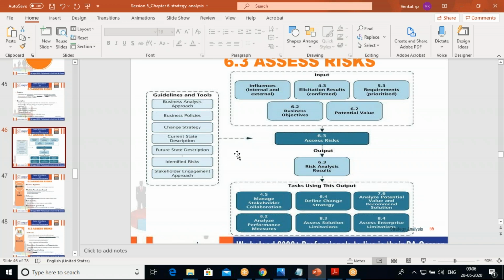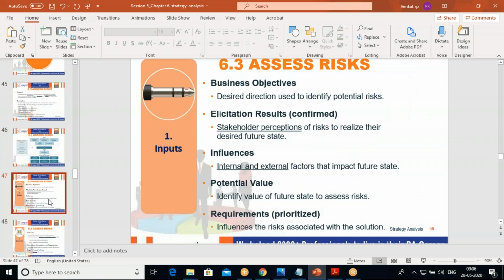Now here, if you can see, to assess the risk we are taking these as inputs, and the output is the risk analysis results. Now let us try to understand. To assess any risk, you need the complete information. Then only you can take a risk, right? Generally, I'll tell you, small companies take smaller risks, therefore small returns. Big companies take bigger risks, therefore big returns. Risk means if they lose something, they can sustain it.